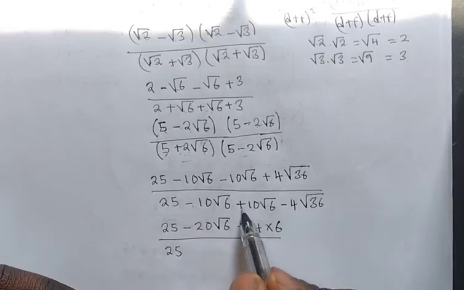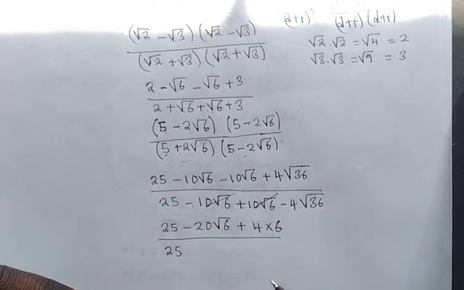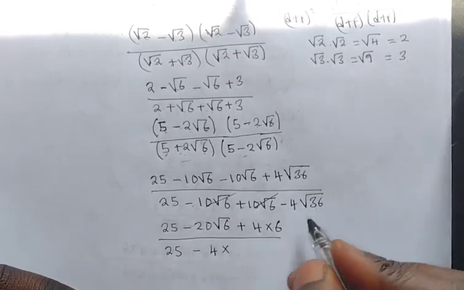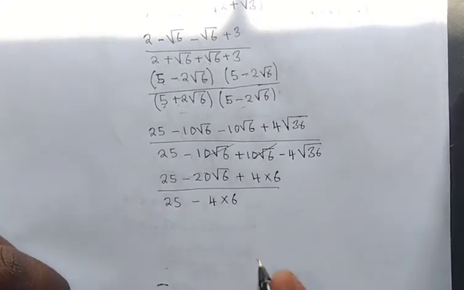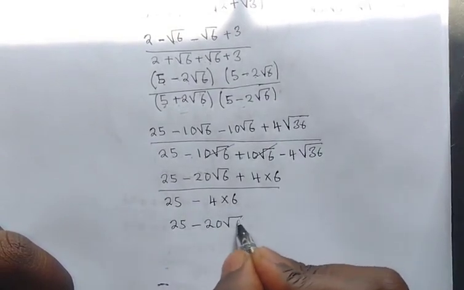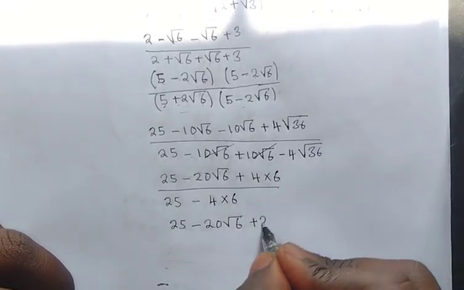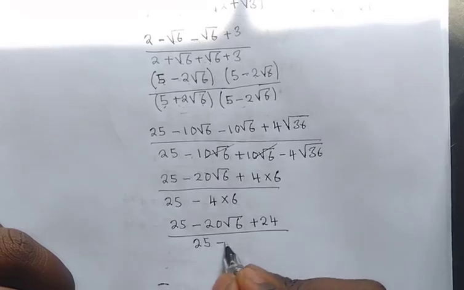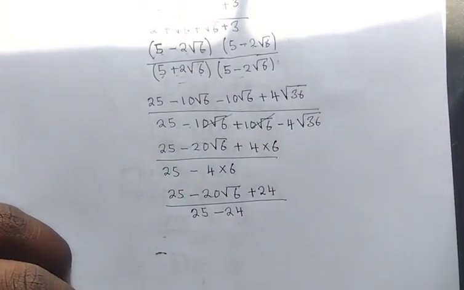Now negative 10 root of 6 plus 10 root of 6, meaning these will cancel, it's a 0. So we just remain with minus 4 times 6 there. So what you are going to do now is this. We can say 25 minus 20 root of 6, then plus 4 times 6, it's a 24, divided by 25 minus 24, because 4 times 6 is 24.